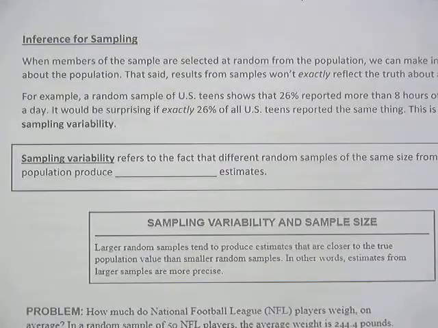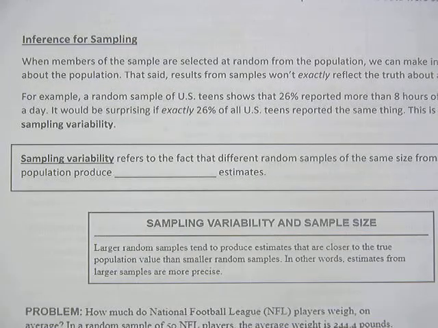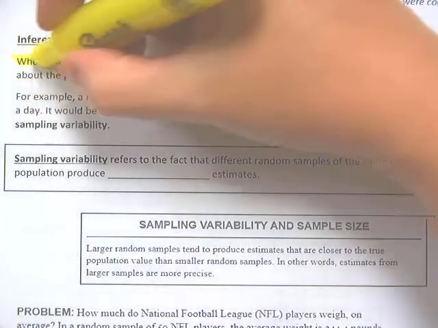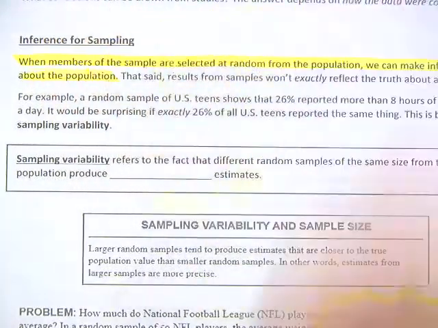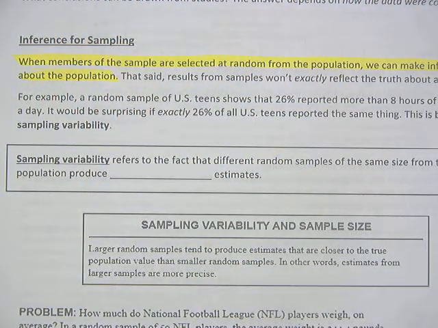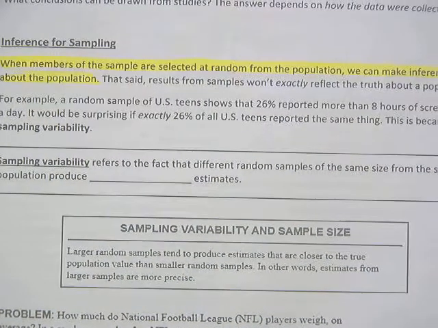Inference for sampling. When members of a sample are selected at random, we can make inferences about the population. That's huge. I'm going to make sure to emphasize that a lot throughout the notes. If you're reading a scenario and it says that the sample is selected at random, then you are allowed to make inferences about the population that the sample is pulled from.